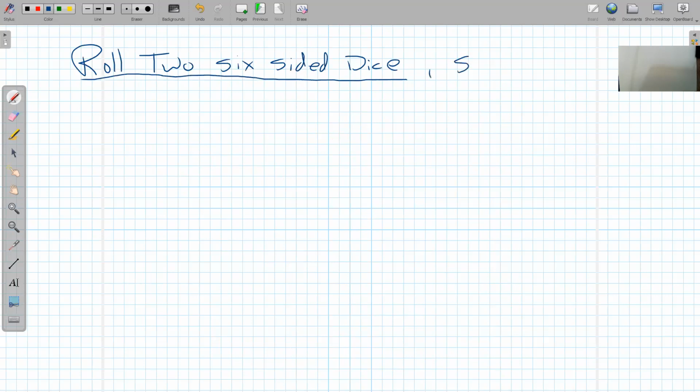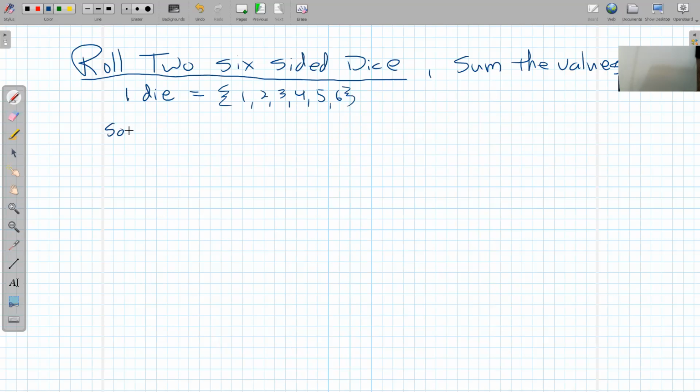And then I want to sum the dice numbers. So keep in mind about the dice. Each die has the number 1 through 6 on it, right? So for 1 die, my sample space is a 1 or a 2 or a 3 or a 4 or a 5 or a 6.